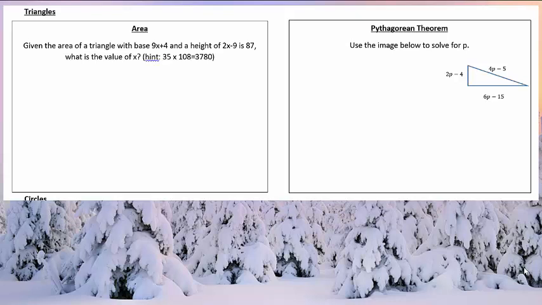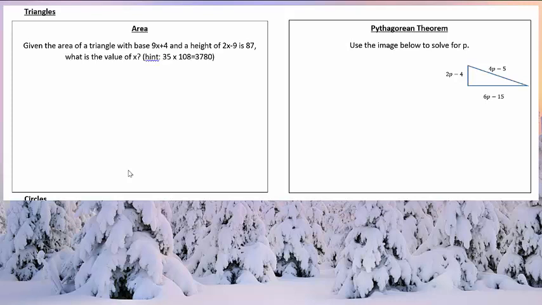Our next two problems are going to focus on triangles. We'll start with an area problem and then we'll wrap it up with a Pythagorean theorem problem. So we're given the area of a triangle. It says the area is 87, the base is 9x plus 4, and the height is 2x minus 9. And we're supposed to find the value of x.